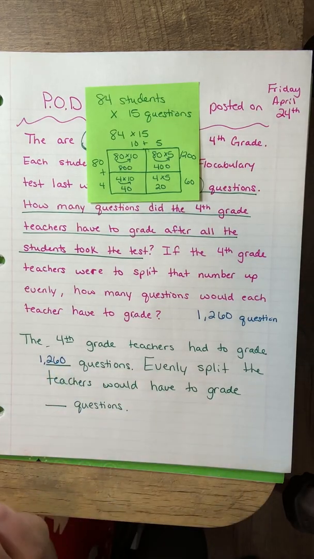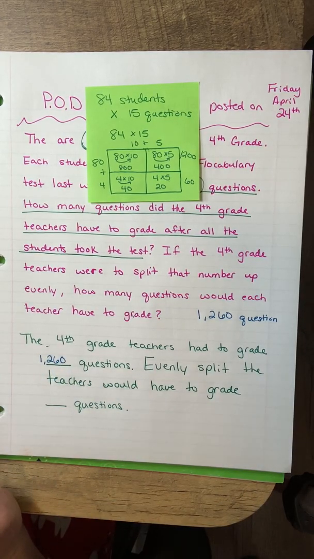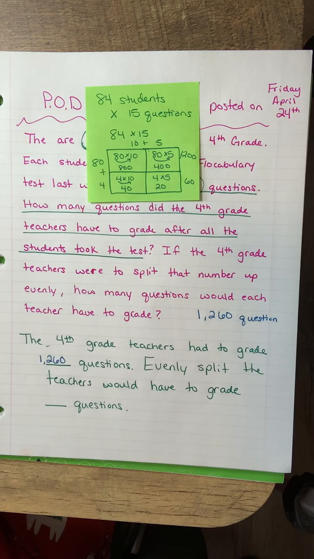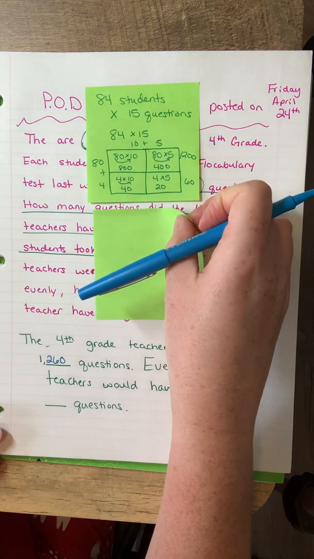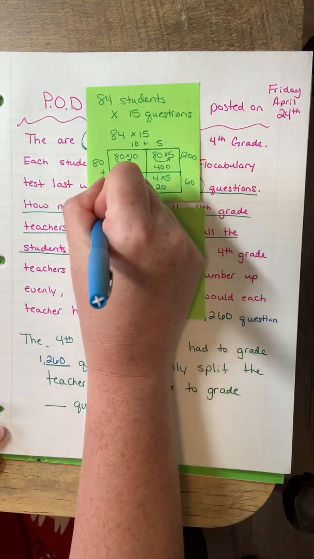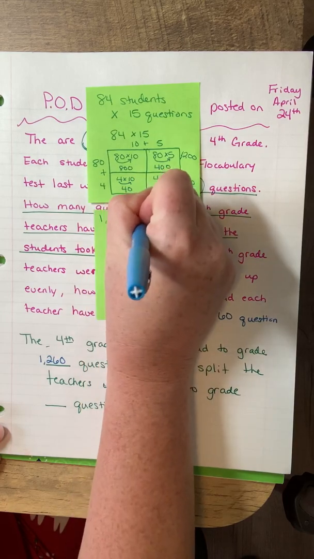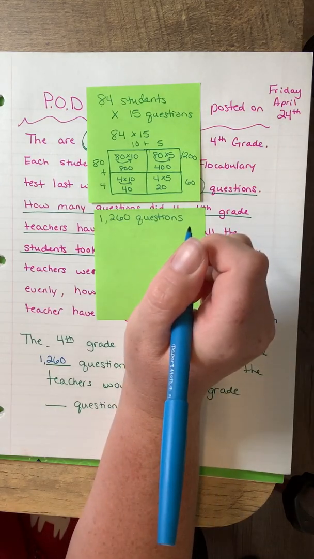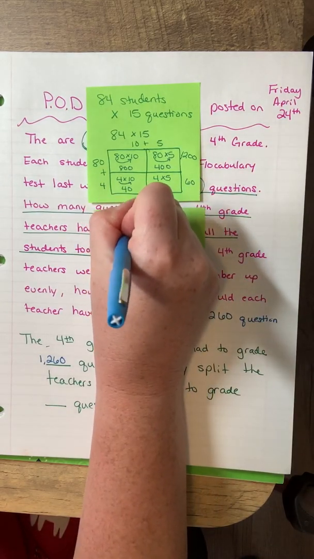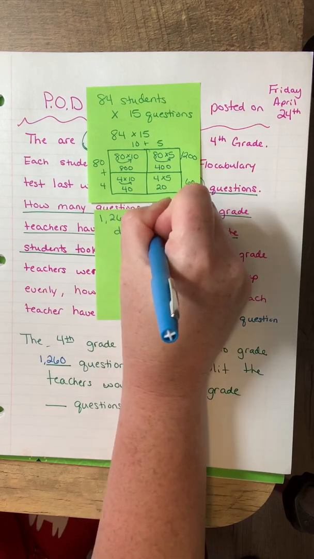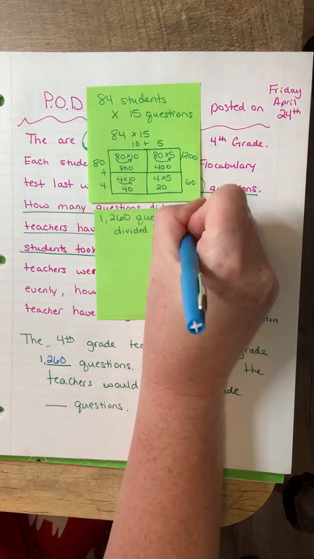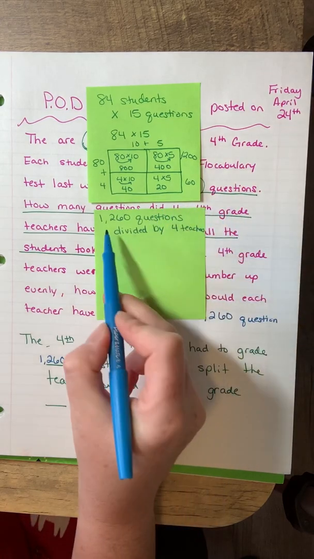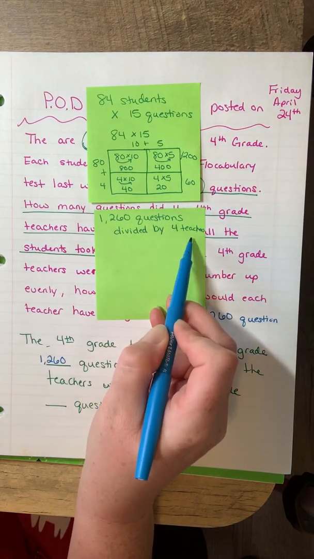So the 4th grade teachers had to grade 1,260 questions. Now we want to split those questions up evenly so that each teacher has the same number of questions to grade. So now we're going to take all of those questions. There's 1,260 questions, and we're going to divide that by what? Yeah, the number of teachers. How many teachers are in the 4th grade? Right, 4 teachers. So 1,260 questions divided by 4 teachers.